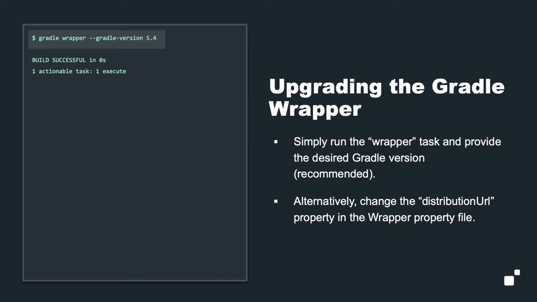Another method of upgrading the Gradle version is to manually change the distribution URL property in the wrapper property file. Although upgrades can be done in this manner, it is not recommended as any modifications to the wrapper shell script or batch file are not applied to the project.